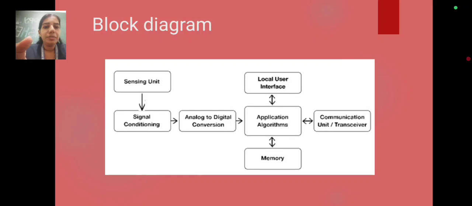The signal conditioning block passes the signal coming from the sensing unit to the ADC, that is analog to digital conversion. The ADC converts the analog signal into a digital signal and gives it to the application algorithm. The application algorithm processes that digital signal and it is stored in a particular memory. The communication unit, that is the last unit, is for data communication and it does the work of a transceiver, means it transmits and receives the signal.